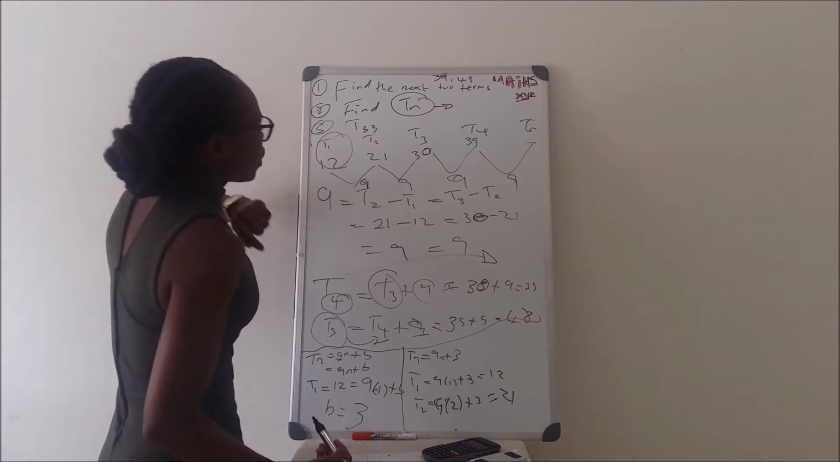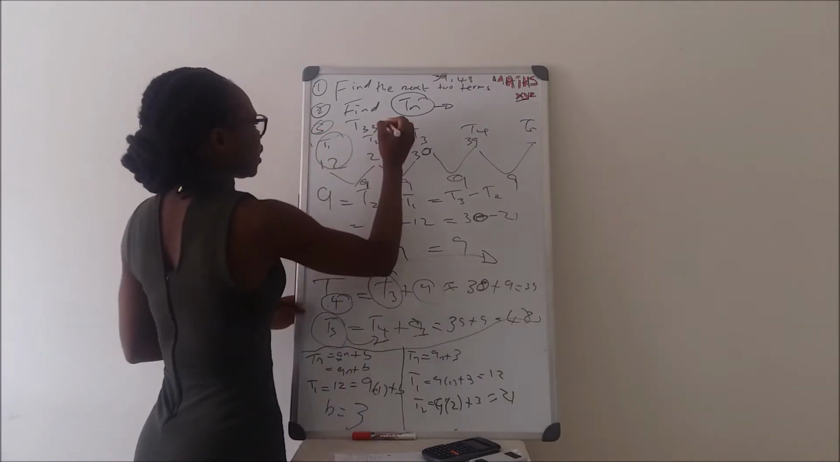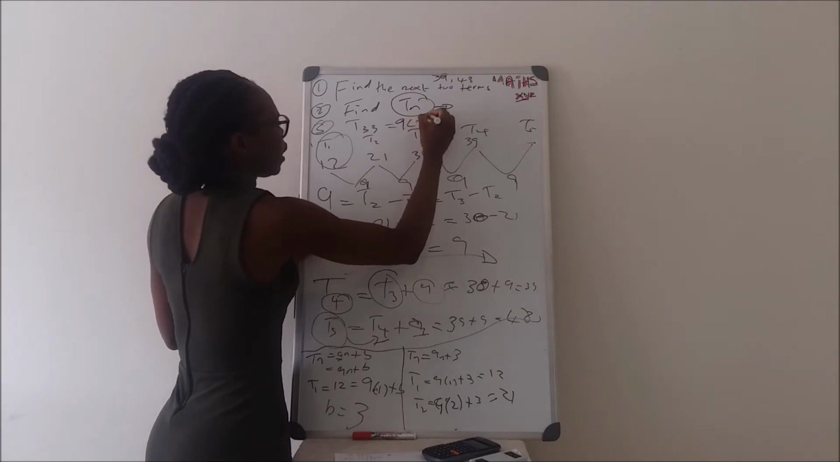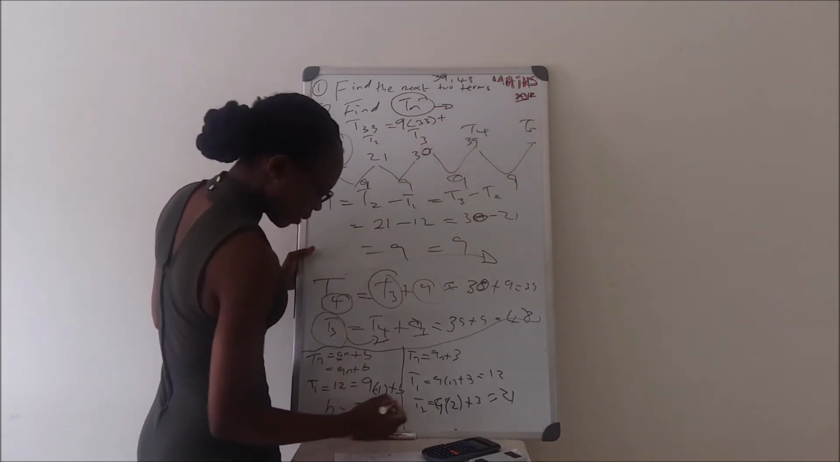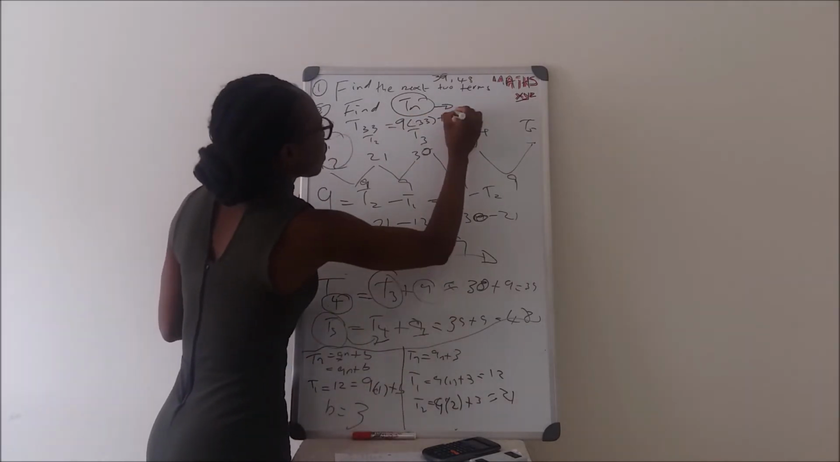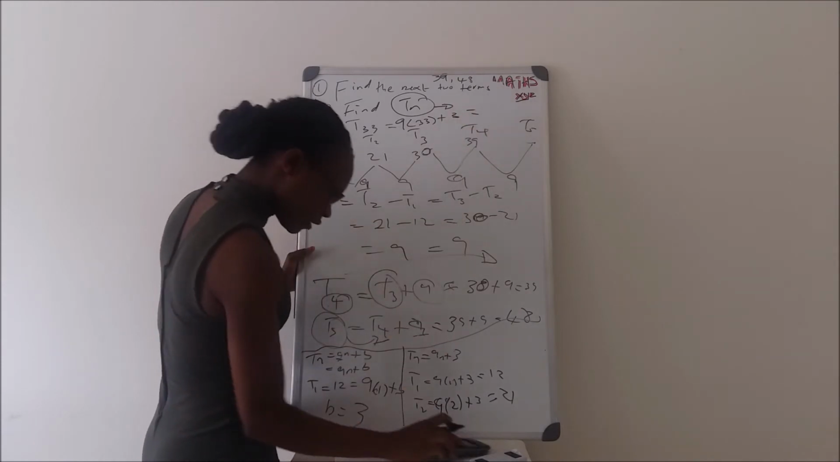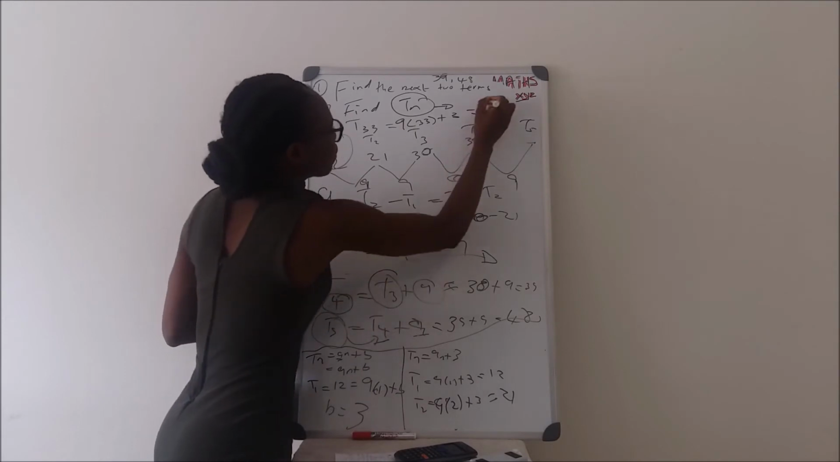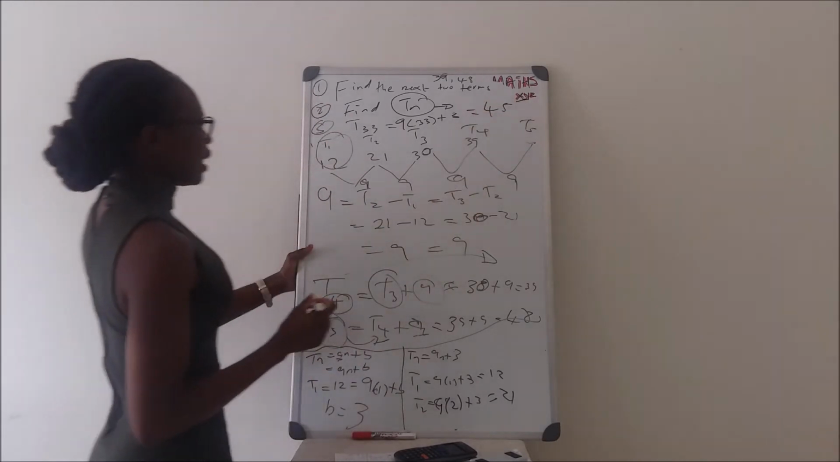Right, so the next question says we must find T33. With T33 we just replace n by 33, and our B is what again? It is 3. So 9 by 33 plus B, which is 3, will give us 45. So that's the answer.